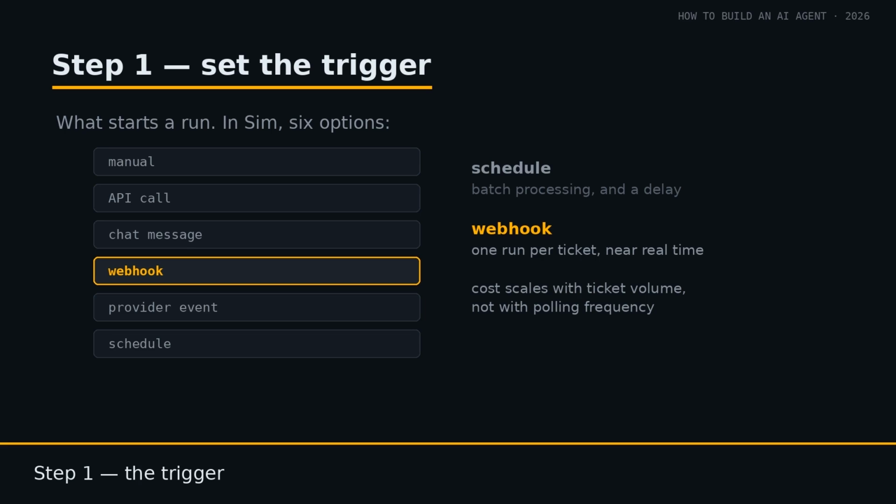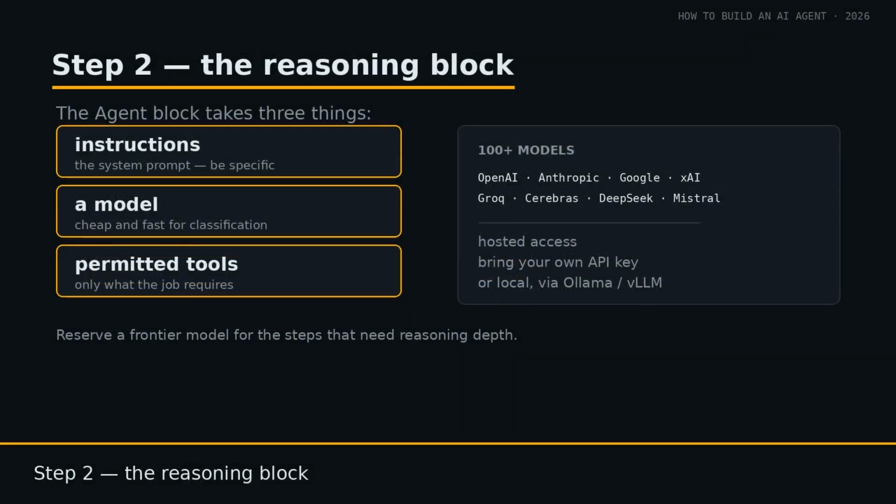The choice matters more than it looks. A schedule means batch processing and a delay. A webhook means the agent runs per ticket in near real time, and your cost scales with ticket volume rather than with polling frequency. Step 2, add the reasoning block.